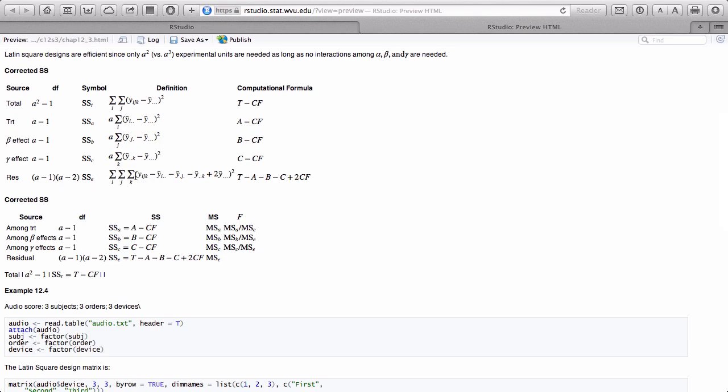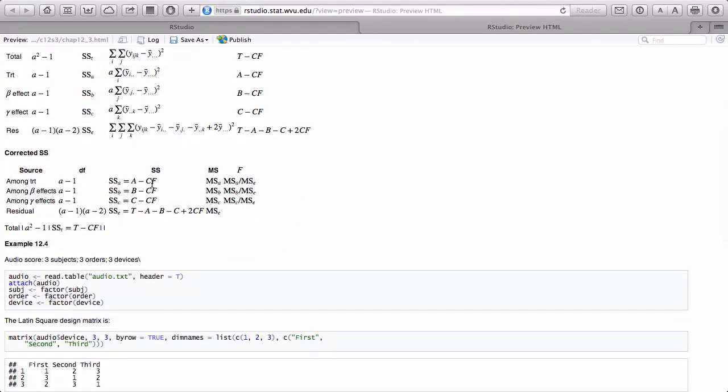And this is one of the problems with this design. You remove variability, hopefully, from that error term. But if you don't, you have a problem because you only have relatively few degrees of freedom, and therefore you may not have much power.